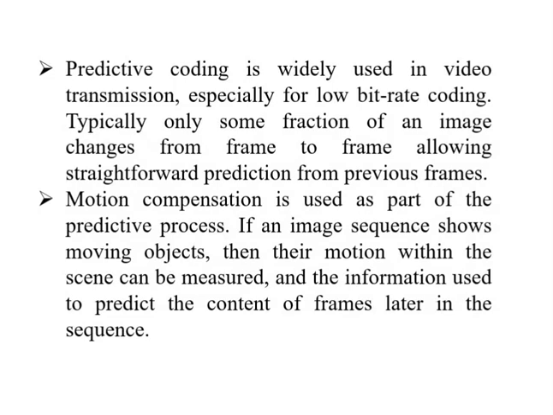Predictive coding is widely used in video transmission, especially for low bitrate coding. Typically, only a small fraction of an image changes from frame to frame, allowing straightforward prediction from the previous frame. Motion compensation is used as a part of the predictive process. If an image sequence shows moving objects, then their motion within the scene can be measured and the information used to predict the content of a frame later in the sequence.